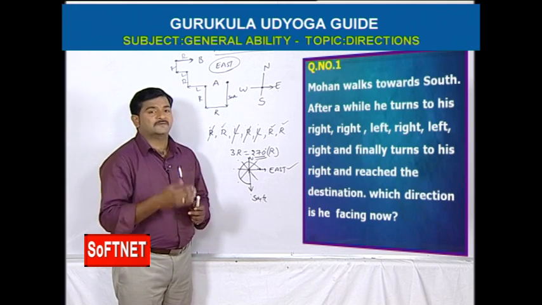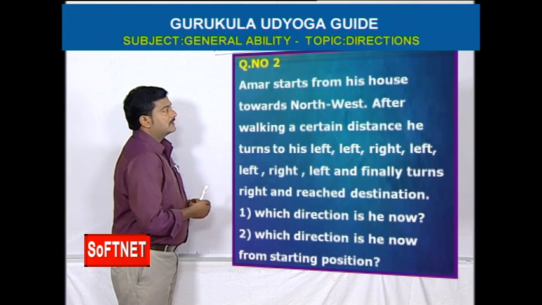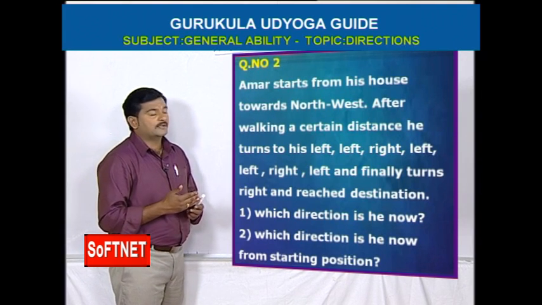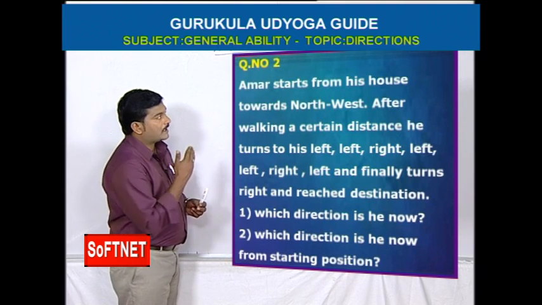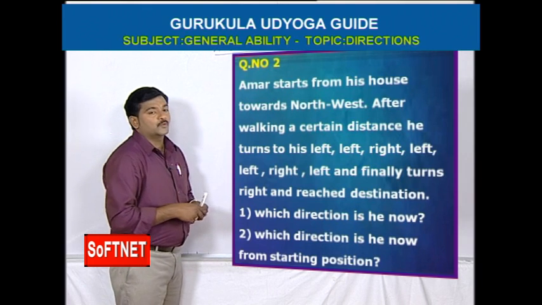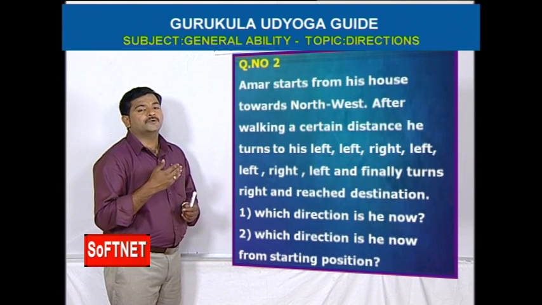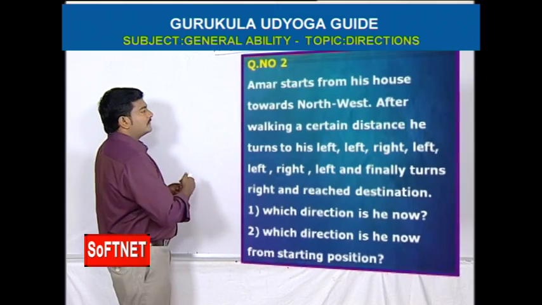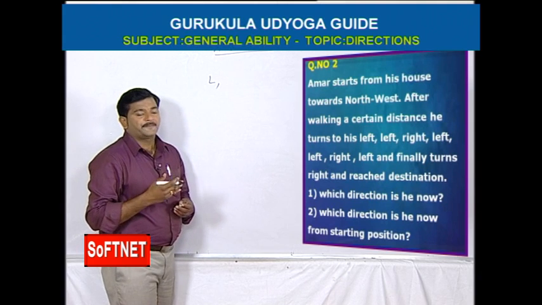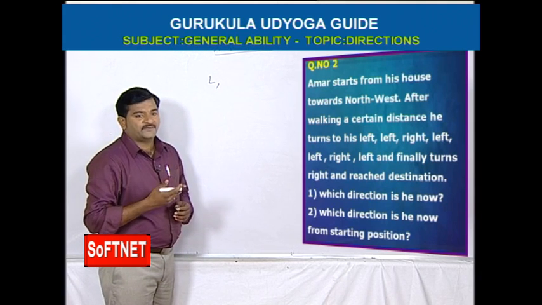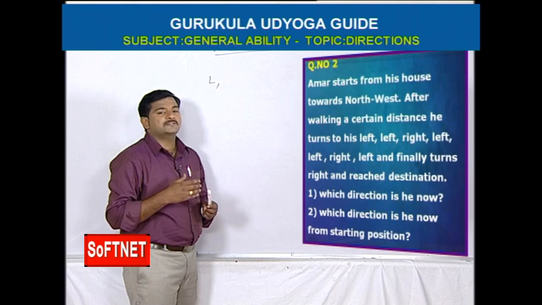Okay, now we will discuss one more question. Just have a look at this. Now we will discuss the second type of question, type 2 question in the directions part. Just focus on this. Amar starts from his house towards northwest. After walking a certain distance, he turns to his left. Again he has given lefts and rights only. We will take all lefts and rights. Left, left, right, left, left, right, left, and finally he turns right and reached the destination.